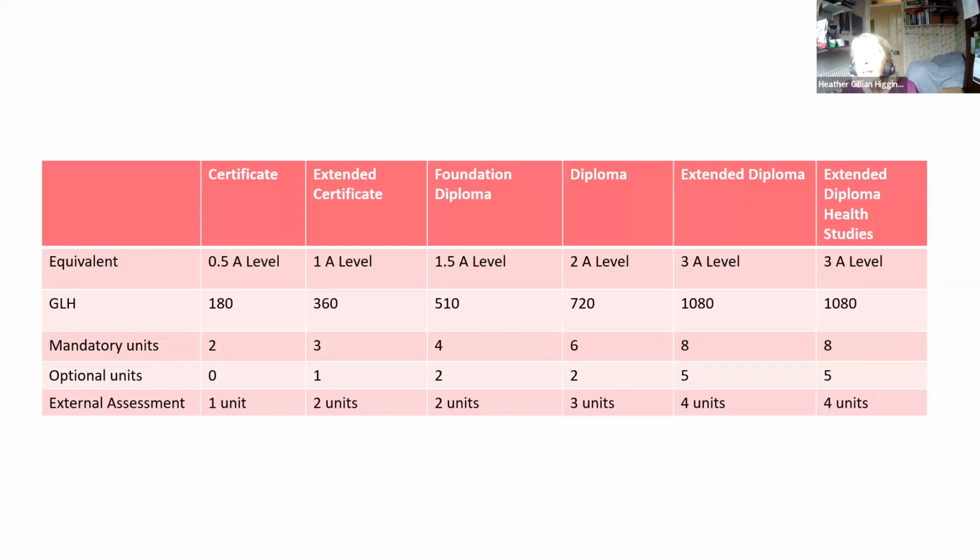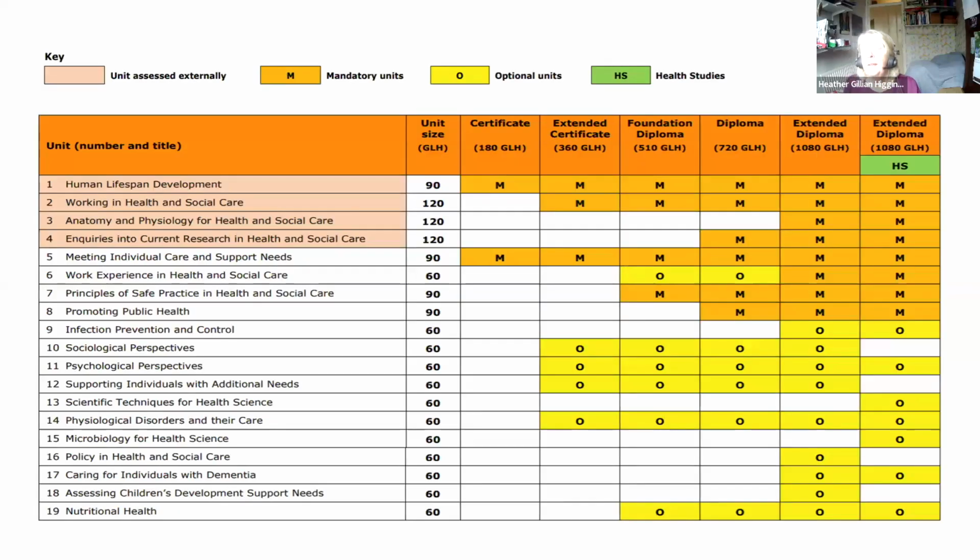So there's certificate, extended certificate, foundation diploma, diploma, extended diploma, and a little bit off the screen is the extended diploma for health studies. All of it is worth different A levels, and all of them have different amounts of mandatory units and optional units, and obviously all have different external units. And that will become clearer when I look at the next slide. This is taken from page 4 of the specification. It goes over 2 pages, so we'll look at the next slide in a moment.